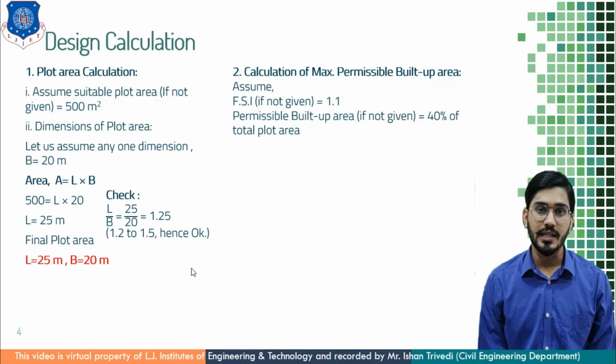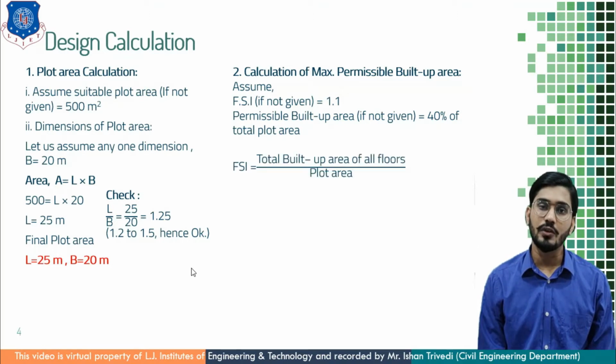If the area is less than 400 meters square, you can assume 50%. If it is less than 250 meters square, you can go up to 65% of total plot area. Again I am repeating, if the area is less than 400 meters square, you can assume 50% of total plot area. If area is less than 250 meters square, or you can say 280 meters square, you can take it up to 65%. Now, how would I calculate the maximum permissible built up area?